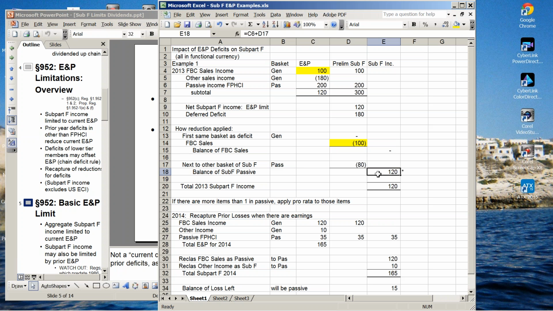The balance then is our Subpart F income, this 120 that we calculated above, and the shareholder has to include that much in income. Now in this case, our entire balance is passive income. So our shareholder has an inclusion of passive income of 120. And this deferred deficit consisting of passive and general basket is sitting there in the foreign sub.